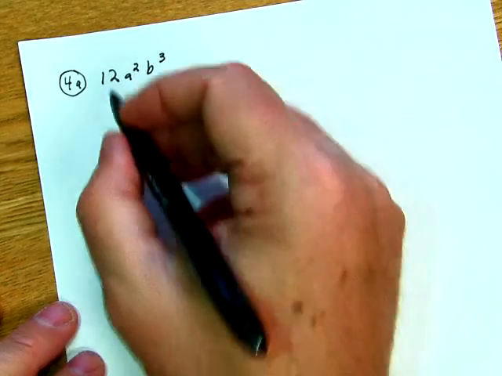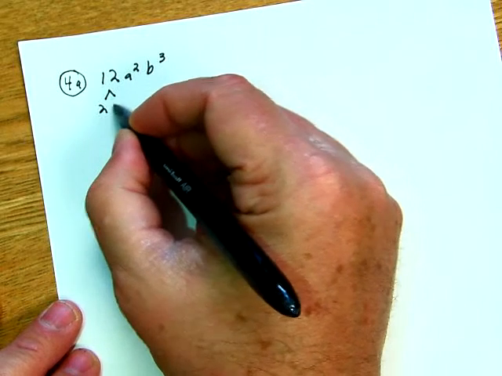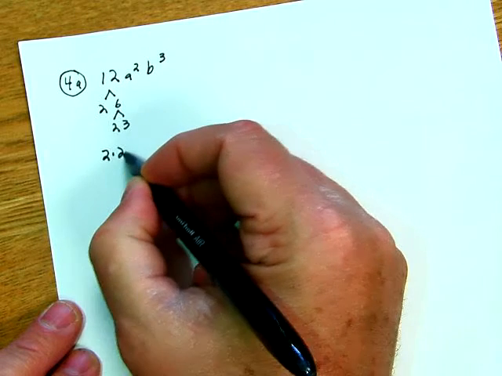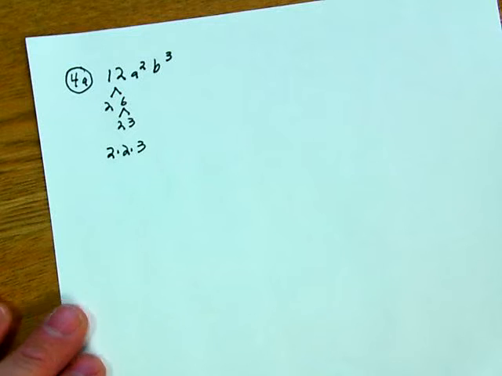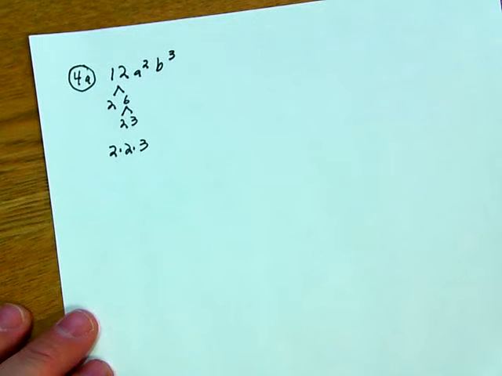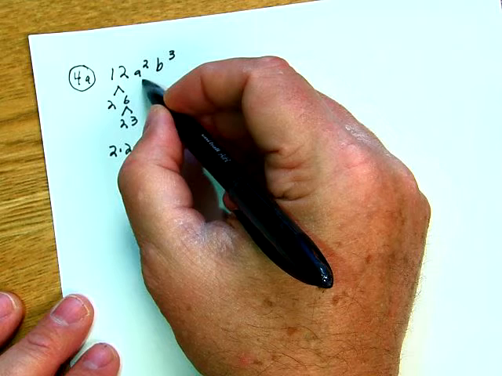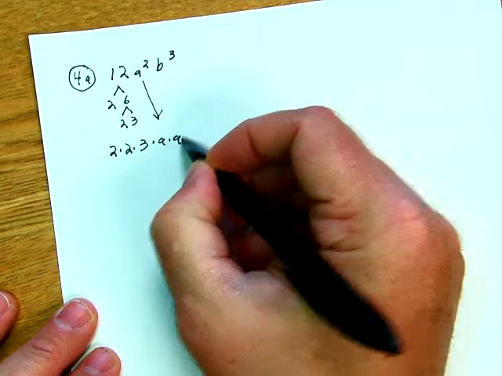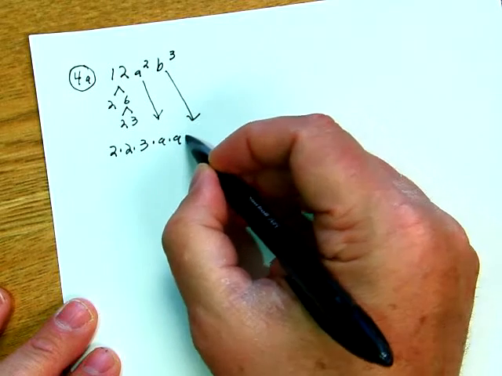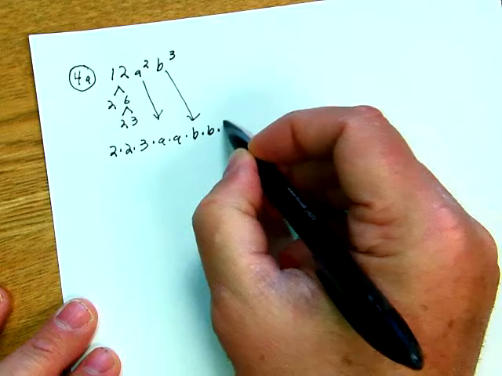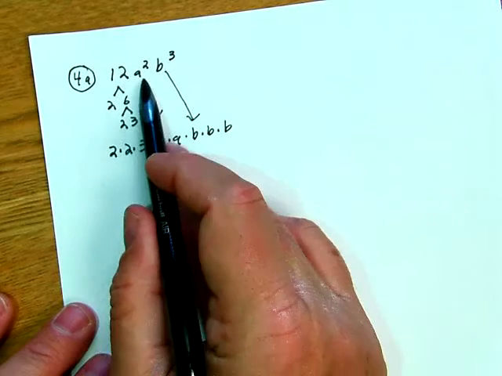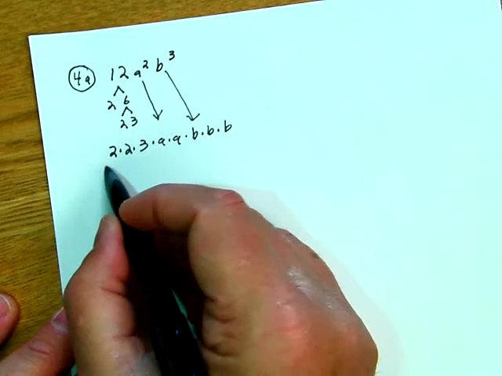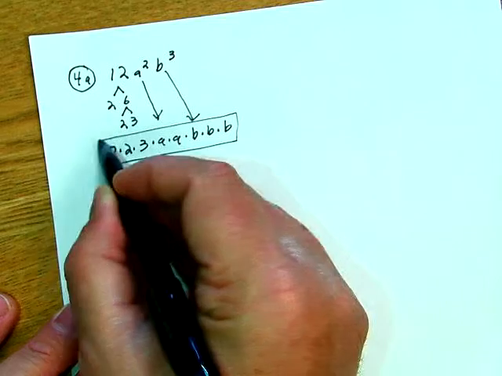Well, it's pretty simple. You do the number just like we did before, 2 and 6. I'm using the tree method, 2 and 3. So I know that 2 times 2 times 3 is going to give me 12. So there's the factored form of the number. Well, the variables are pretty simple. They just break right down to a times a and b times b times b. So you just multiply how many ever times their power is, and there is the factored form of that monomial.